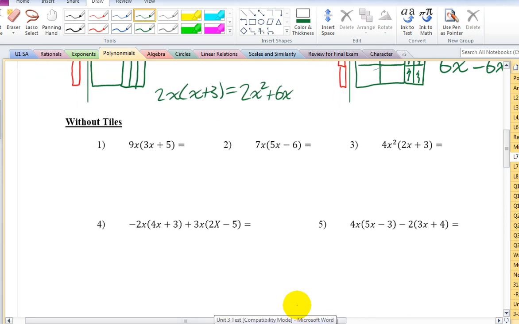Without tiles, what I like to do is just draw my arrows. It helps me keep track of what I've done. So 9 times 3x, 27x squared. 9x times 5, plus 45x. Okay, do the next 2. Go.